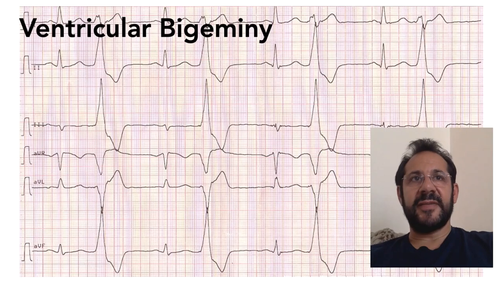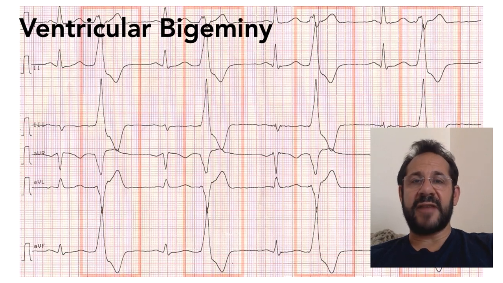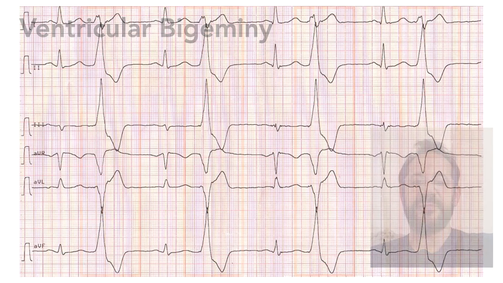Ventricular Bigeminy consists of extra beats from the bottom chamber of the heart, which are the broad fat beats next to the normal narrow beats. And every second beat, this is a ventricular ectopic beat known as Bigeminy.